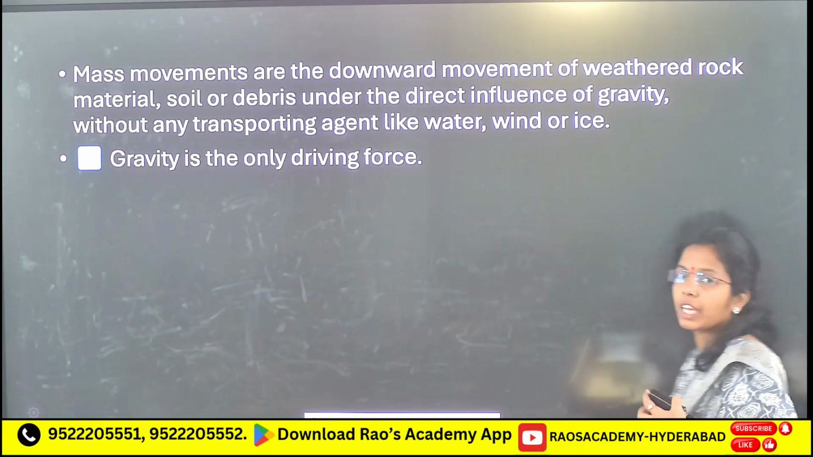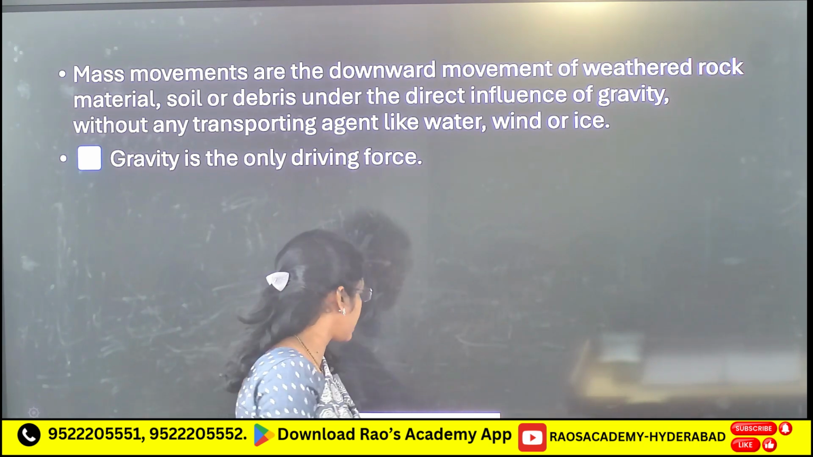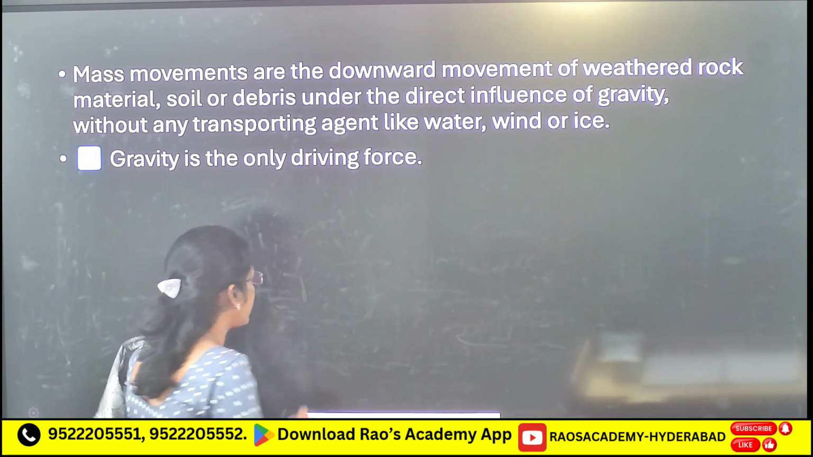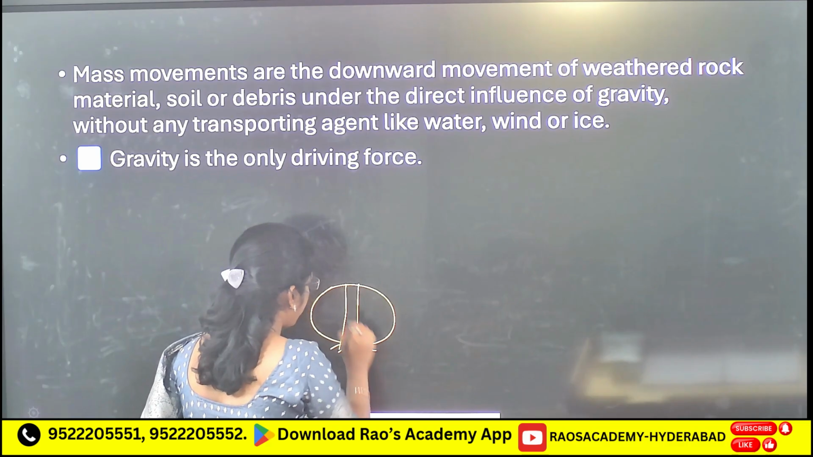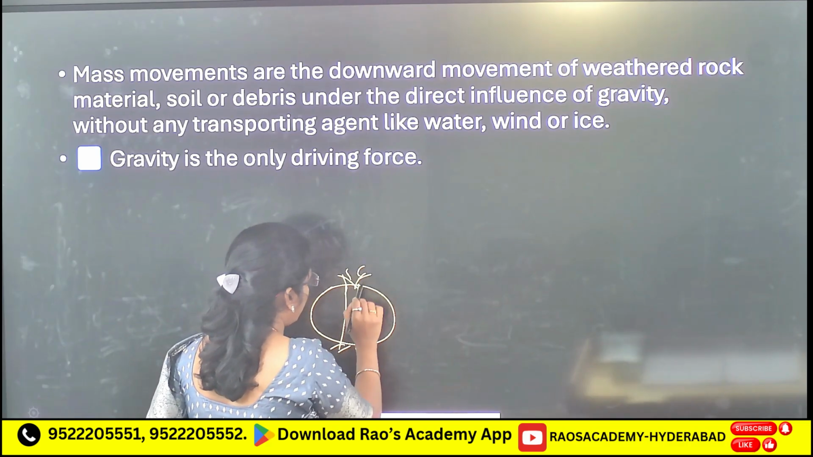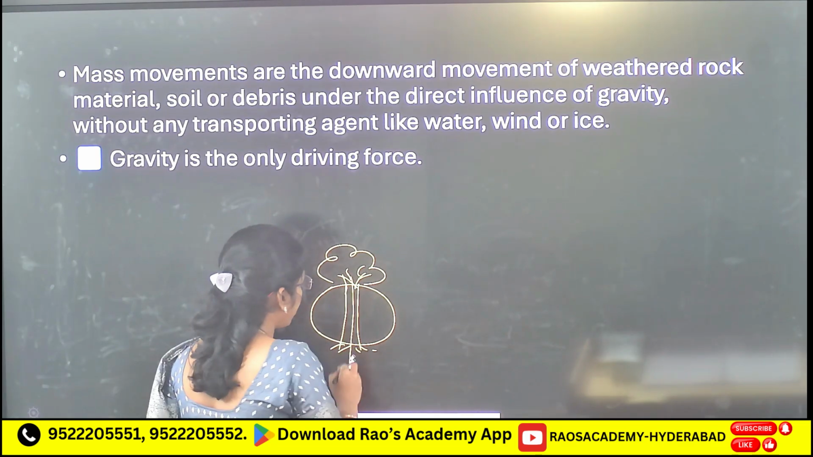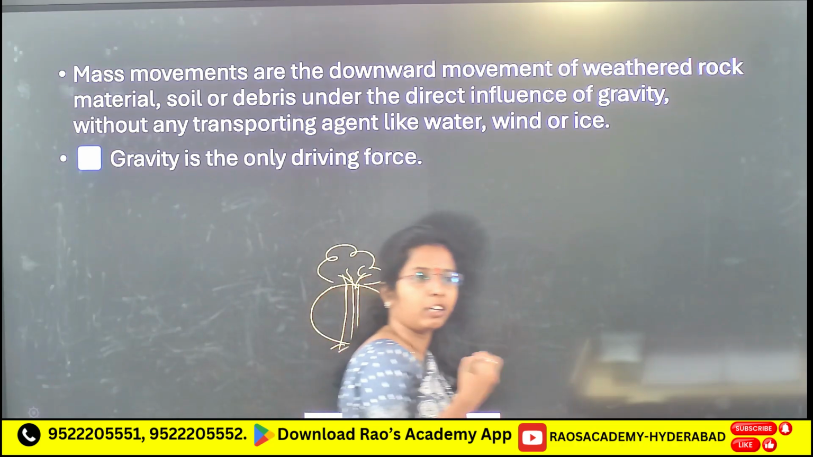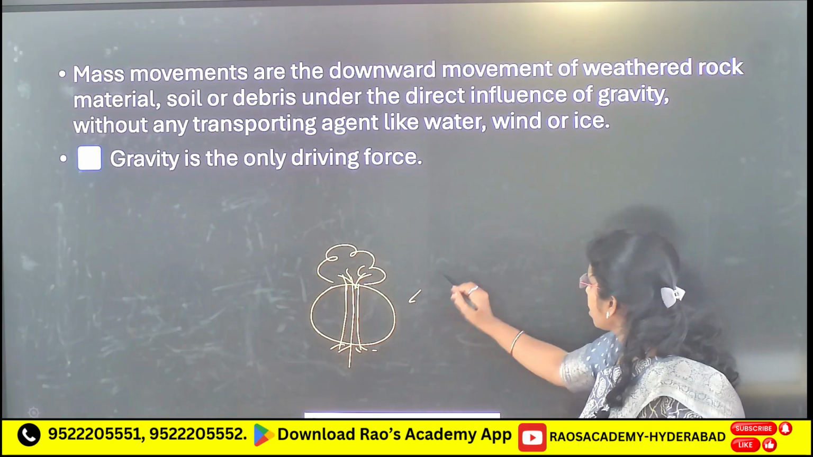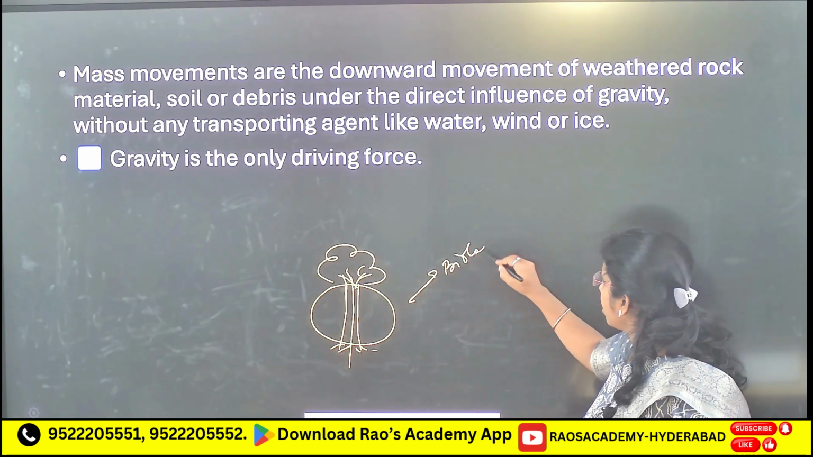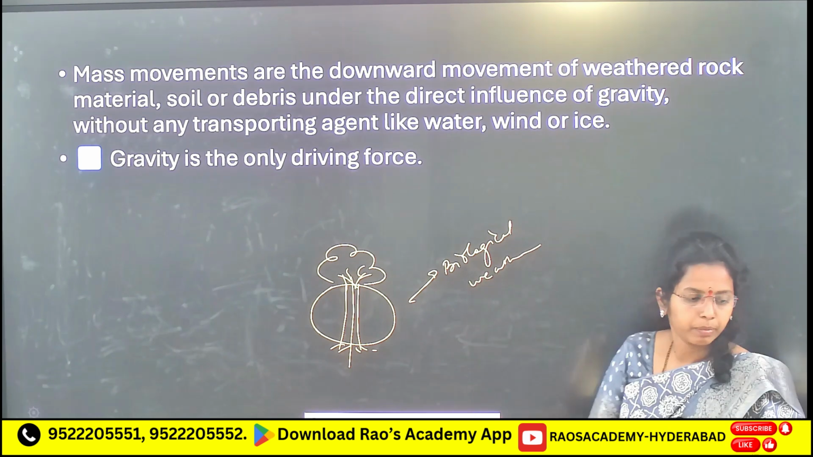Now we have seen physical weathering and chemical weathering, and one more weathering is there: biological weathering. Biological weathering means if a rock is there and a tree has grown in the middle, this tree breaks the rock, right? When life is involved and because of that any rock breaks, that is known as biological weathering. Clear?